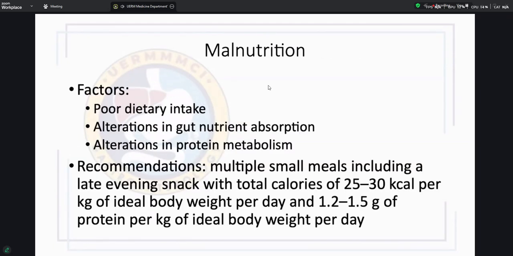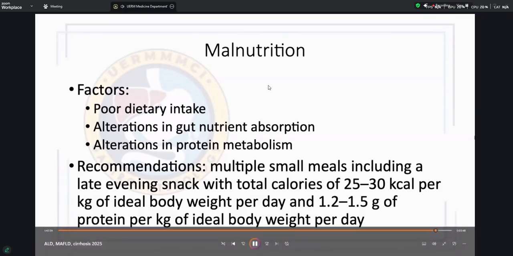Next, we have malnutrition. We know that the liver is involved in the regulation of protein and energy metabolism in the body. So with cirrhosis, nutrition is a common problem. Patients with cirrhosis are usually catabolic and muscle protein is metabolized. So this will lead to loss of muscle mass or sarcopenia and sometimes fat stores.